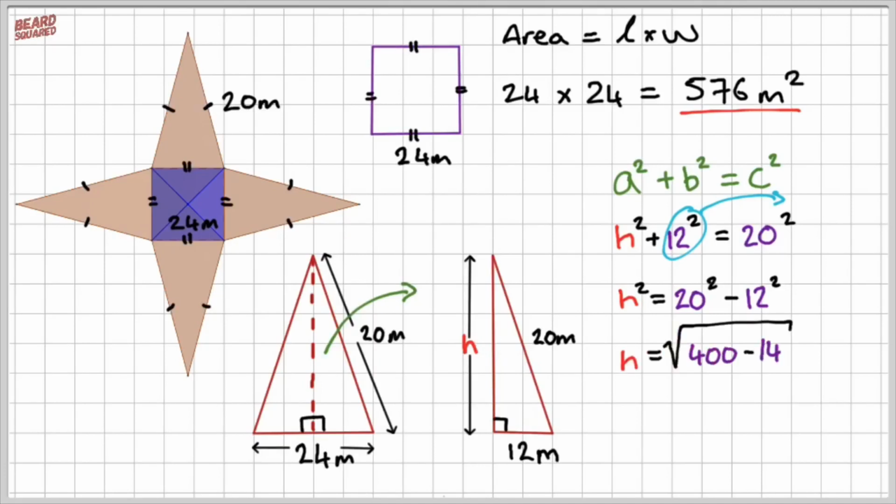And then h would be equal to the square root of 400 minus 144. And that's basically just the squares of 20 and 12. And so if I do the square root of 400 minus 144, I get the square root of 256. And that means that therefore h is equal to 16.